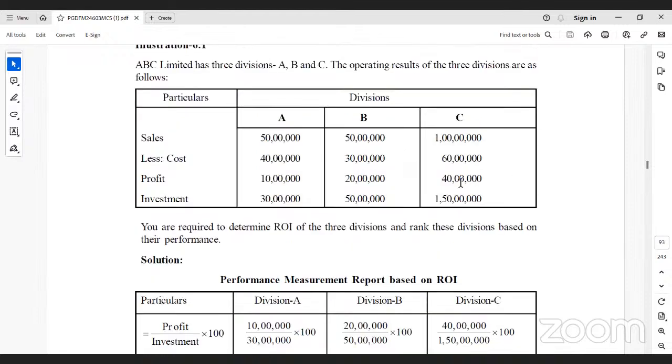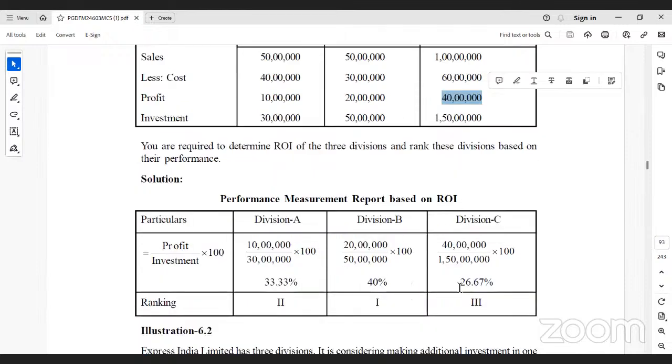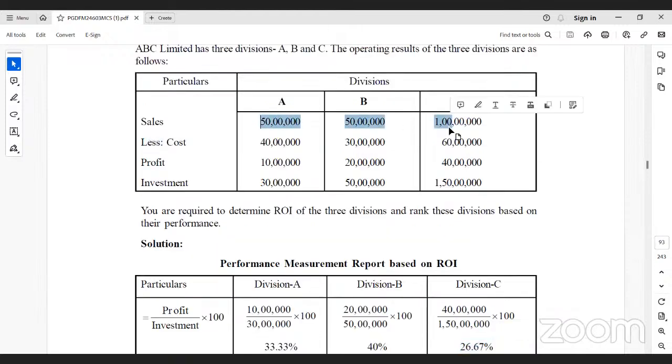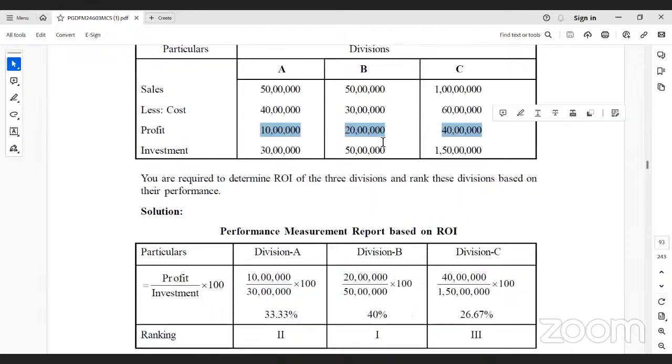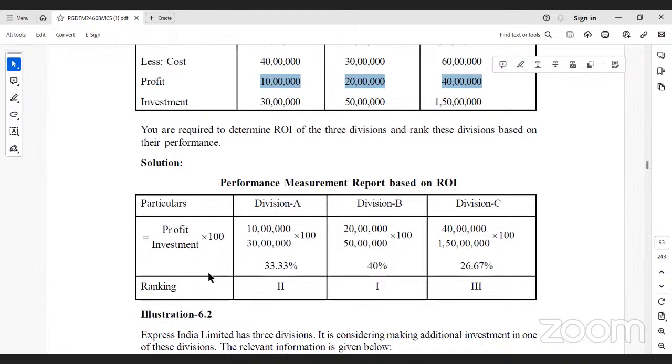And here you can see that the profit is 40 lakh rupees. It is higher compared to the other divisions. But the investment is 1.5 crores, so the ROI is 26.67%. If you see only the sales, division C is better than A and B. If you see the profits, division C is better than A and B. But if you calculate this ROI, division B is better than division A and division C. Division C gets third rank, and B and A got first and second rank.